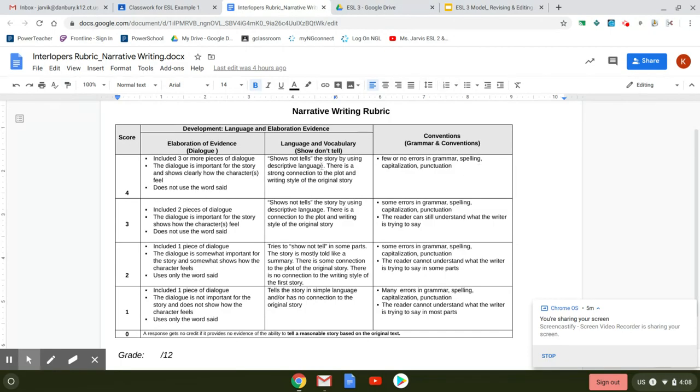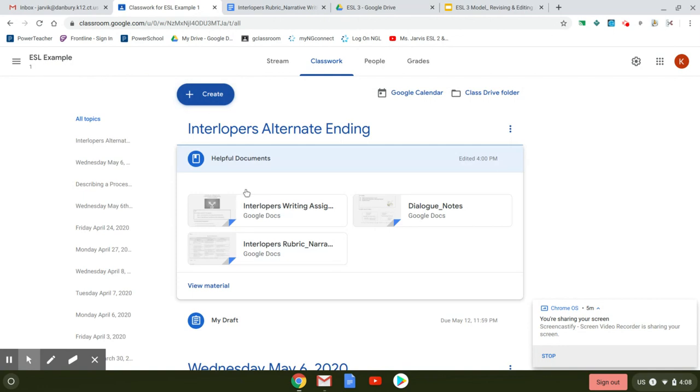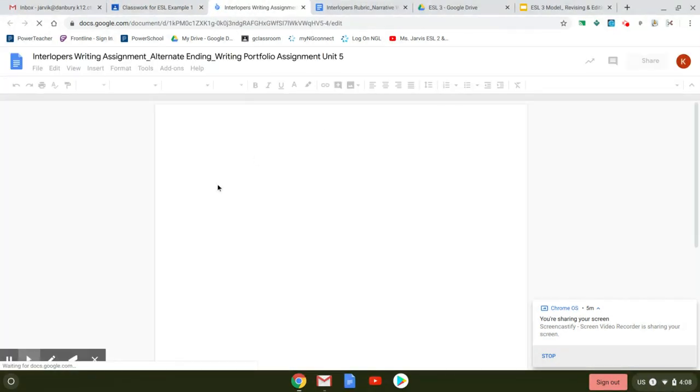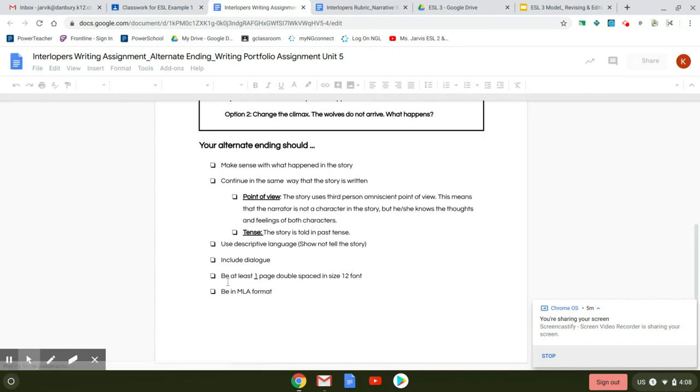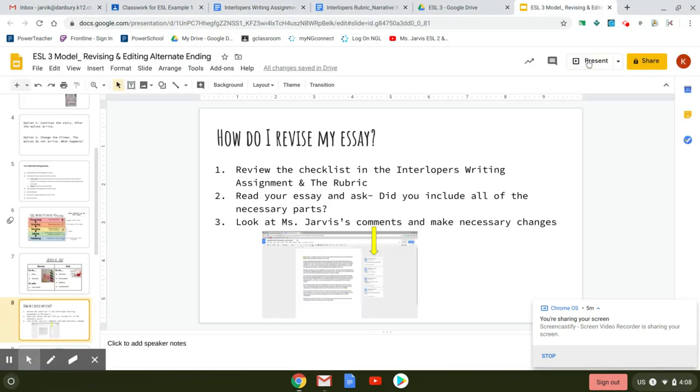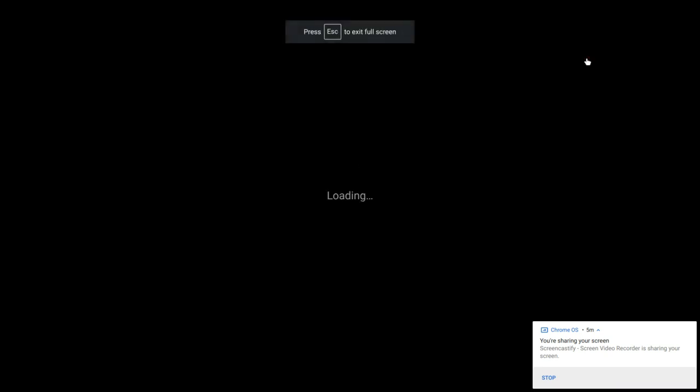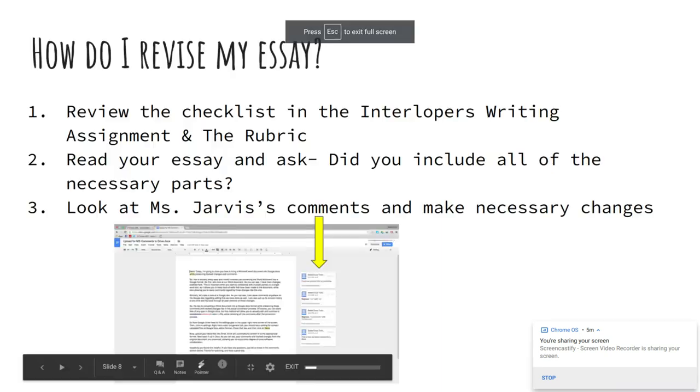So look at this rubric. Also look at the document that has the assignment in it, that has the checklist that we looked at before, and check your document. Do you have all of the parts before you turn it in? So that's what you're going to do when you revise. Now let's talk about editing.